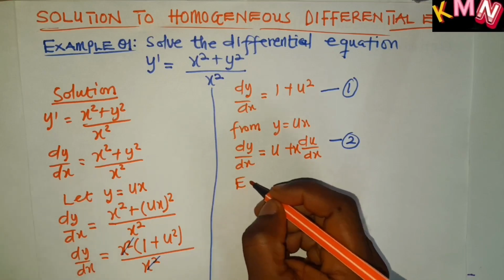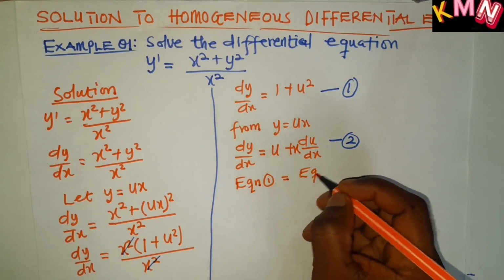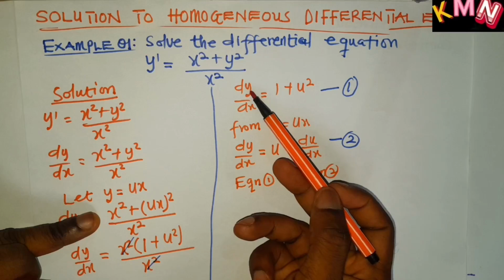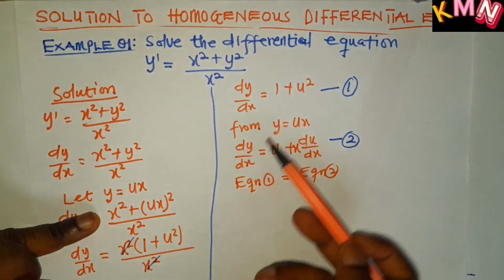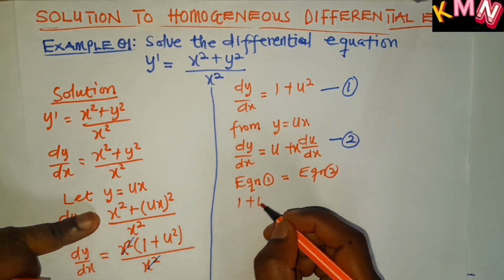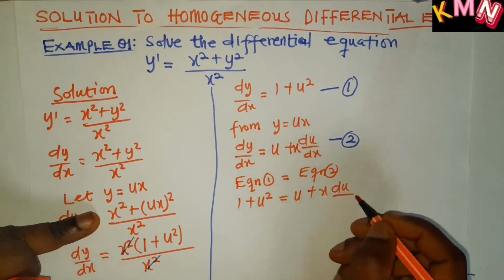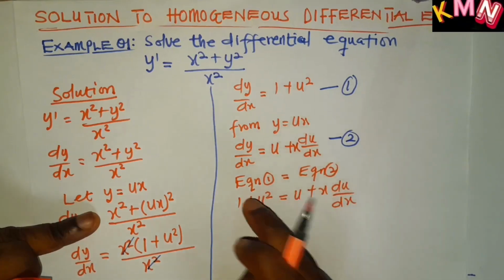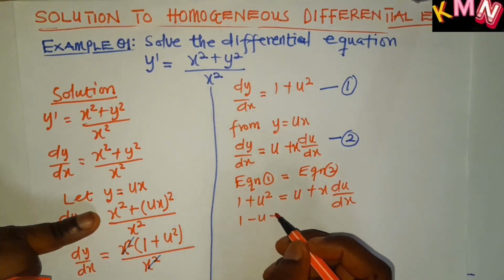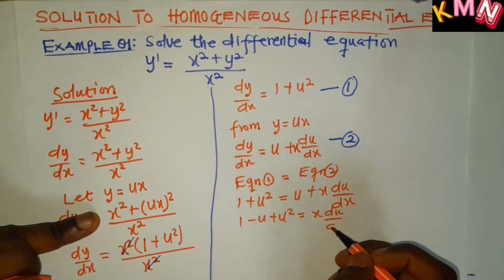Now let's equate the two equations. This is because equation 1 is dy dx and equation 2 is dy dx, so we can equate them. Equating them, you are getting 1 plus u squared equals u plus x du dx. So let's move this to this side. The u's, we are getting 1 minus u plus u squared equals x du dx.